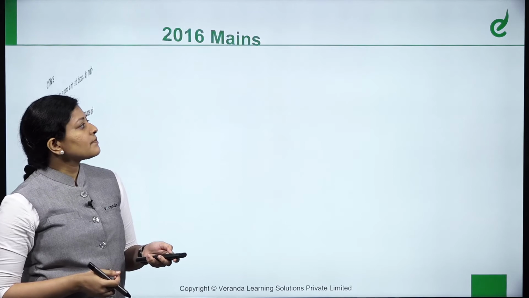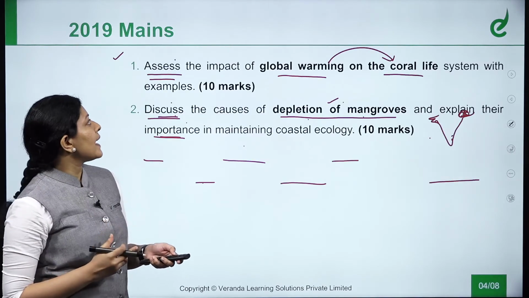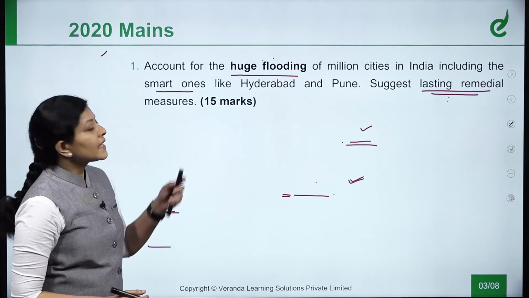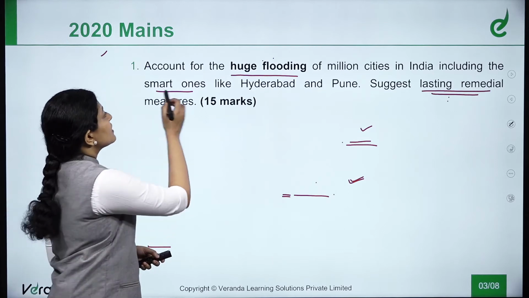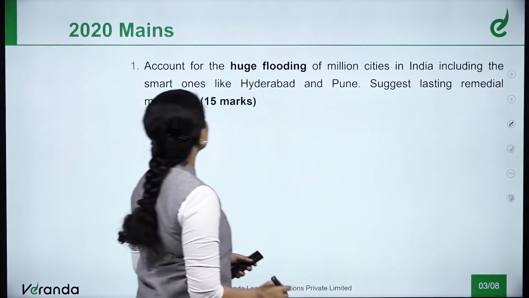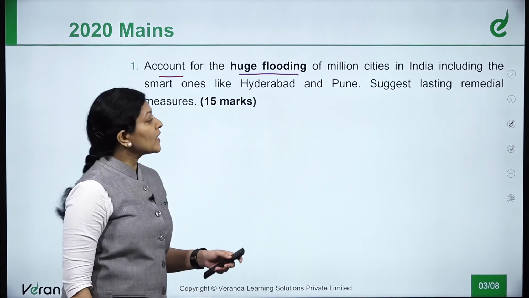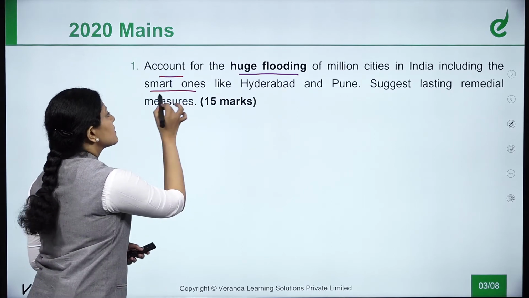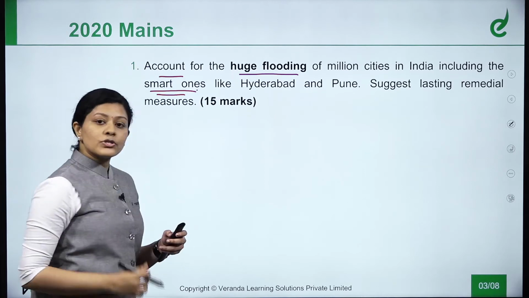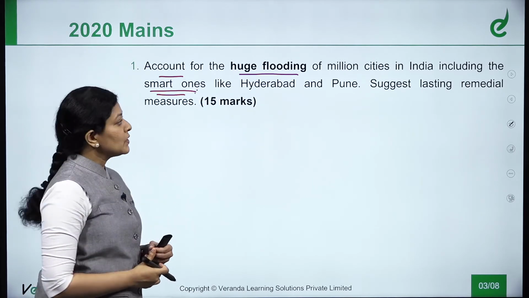We shall discuss one question to have an idea about how to write an answer. See, take this example. They have asked to account for huge flooding in million cities in India, including the smart ones. The flood has been happening in many cities. Now the smart cities are also getting affected. Smart cities are planned cities, but still they are also getting affected. So that is the question.